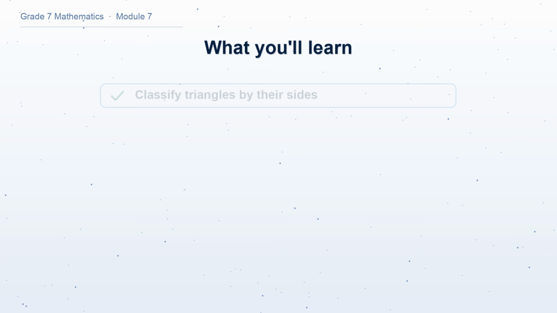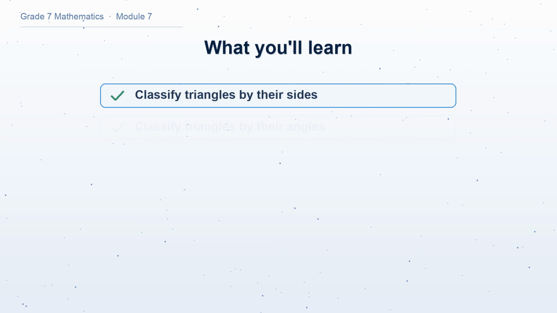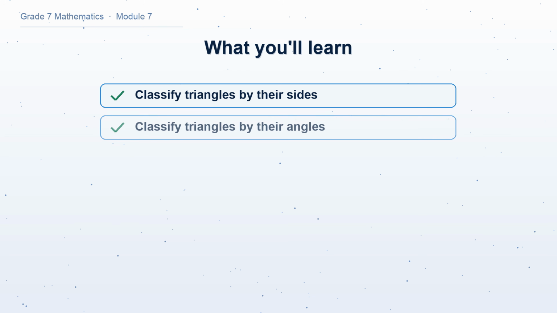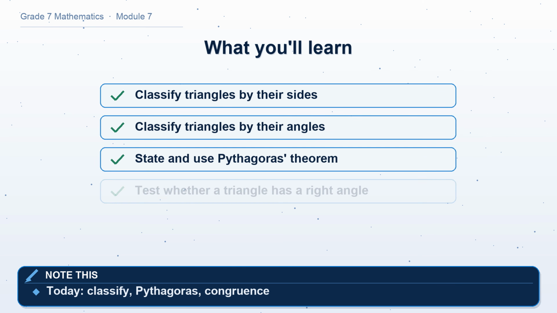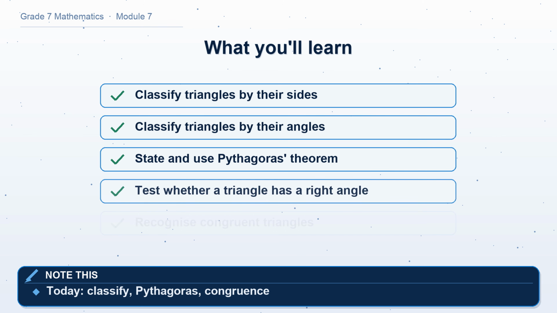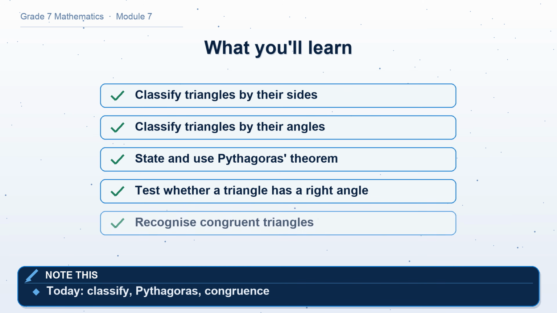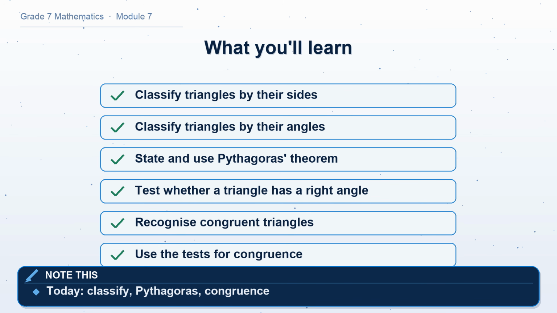Here is our plan for the lesson. We sort triangles first by their sides, then by their angles. We meet Pythagoras' theorem and use it to find a missing length. We test whether a triangle contains a right angle, and we finish by deciding when two triangles are congruent, that is, exactly the same in shape and size.